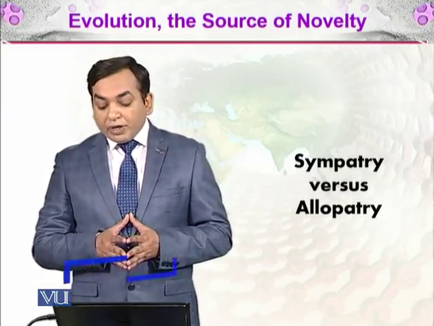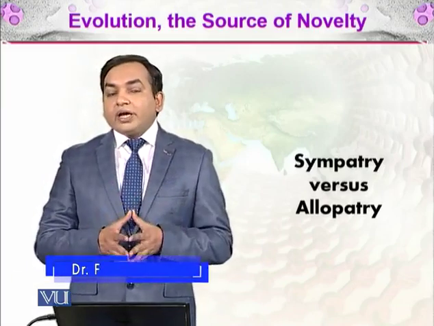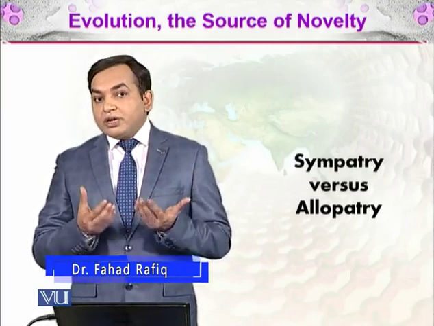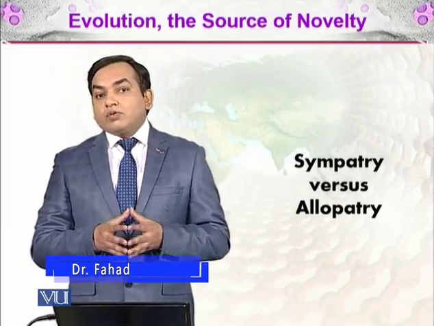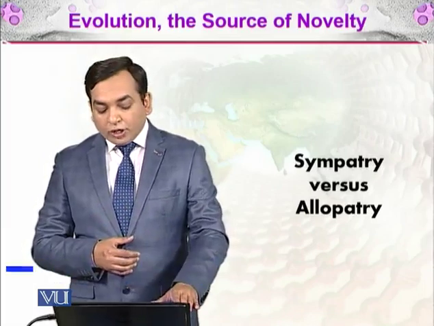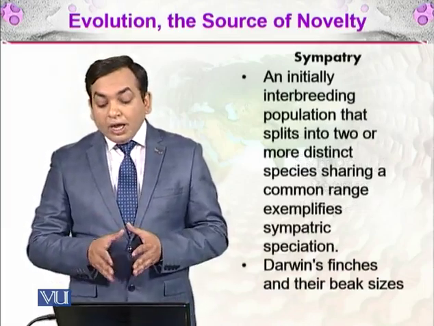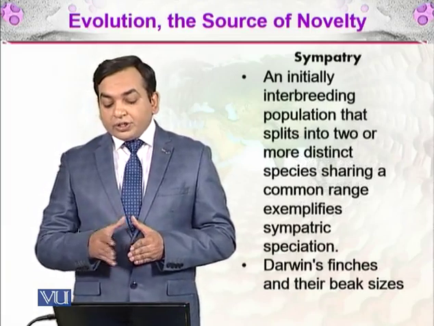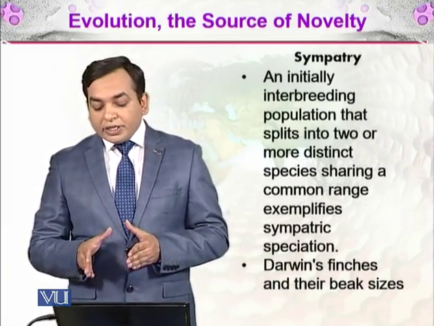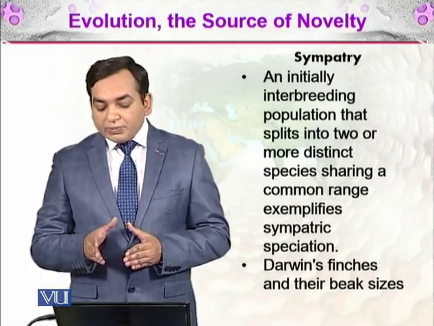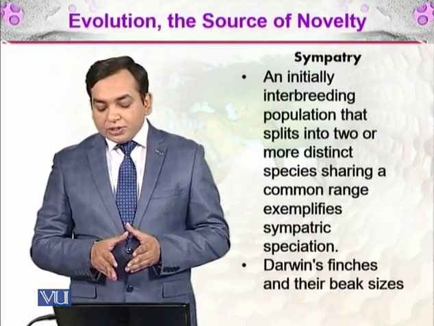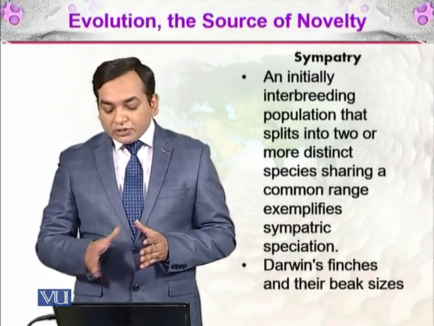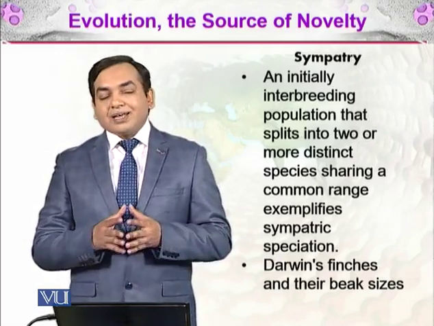So, sympatry versus allopatry. These are two ideas in which two species evolve differently in terms of their geographical location. Sympatry is when an initial interbreeding population splits into two or more distinct species sharing a common range, which exemplifies sympatric speciation, and the example of it is Darwin's finches and their beak sizes.